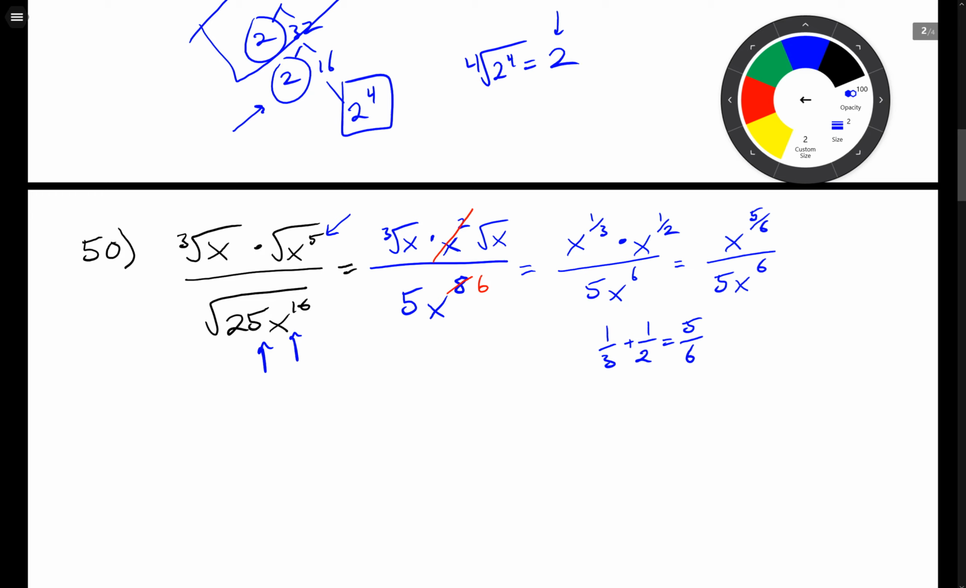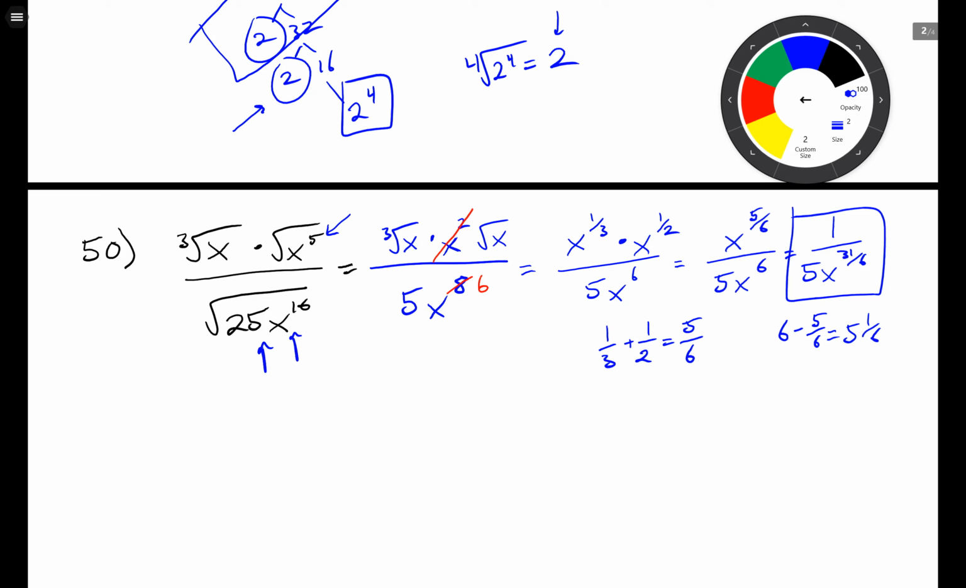Now, probably there are a couple different ways you could simplify from here. I think that I would just like to subtract these exponents. Since there are 5/6 of an x on top, let's go ahead and subtract the exponents. 6 minus 5/6 is going to be 5 1/6, which will be 31/6. So this is a possible way you could simplify it.